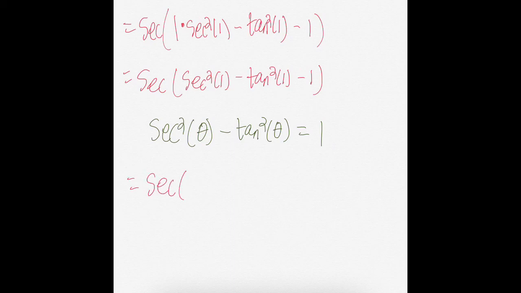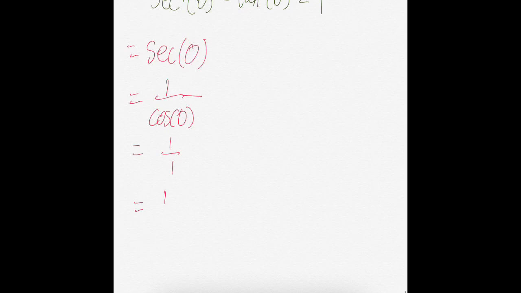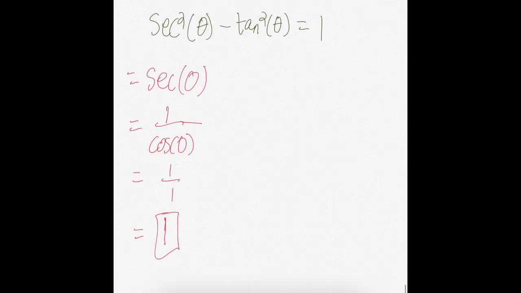And here we can use this guy to rewrite this argument here. Well, secant squared minus tangent squared is 1. So this is just 1 minus 1. And so that's just 0. I don't know much about secant, but I do know that secant is 1 over cosine. And cosine of 0, that guy is 1. And so this is just 1 over 1, which is 1.